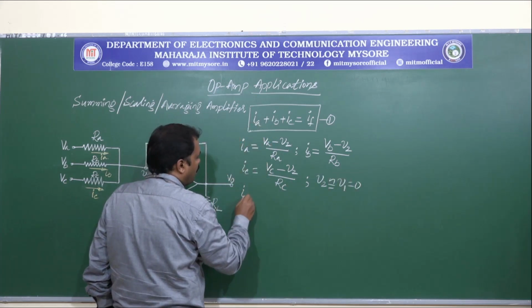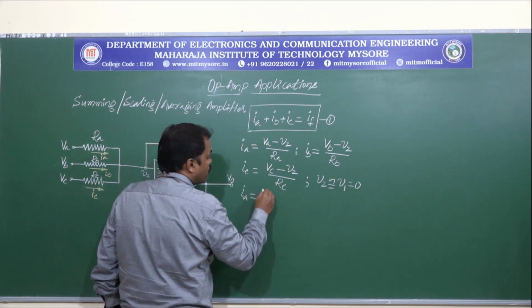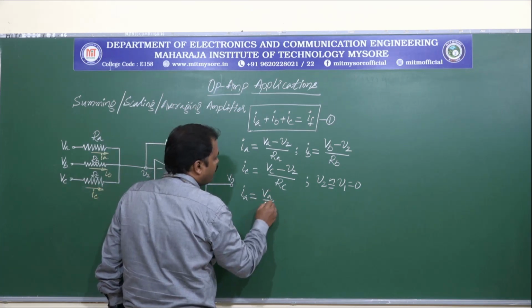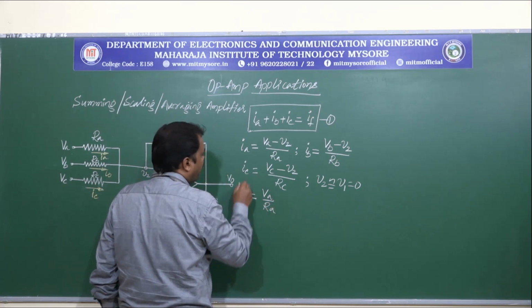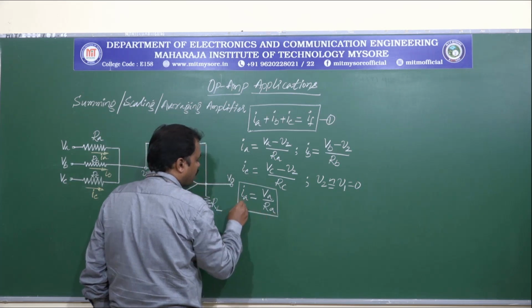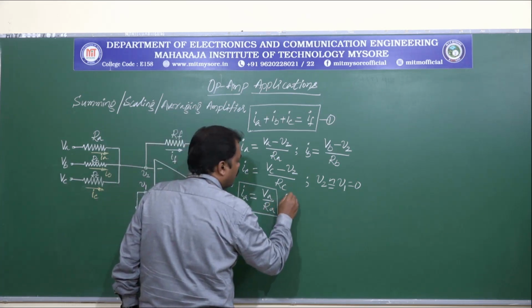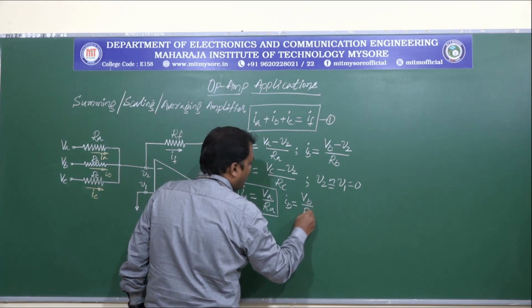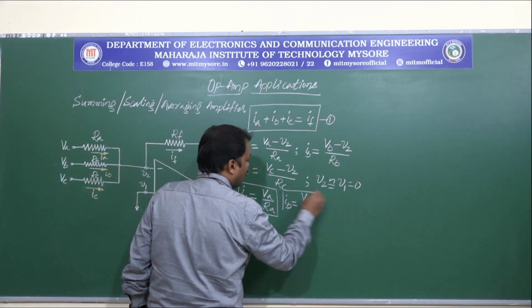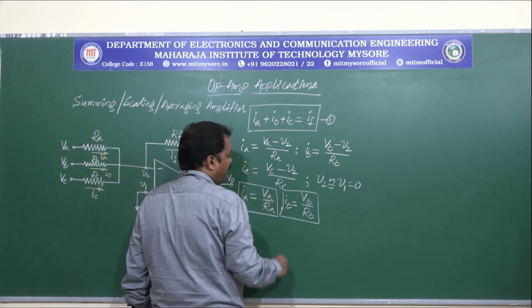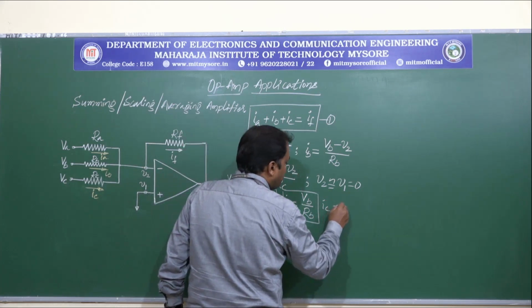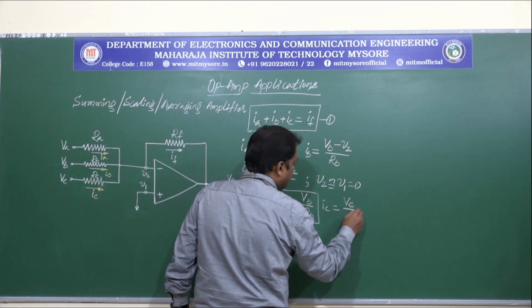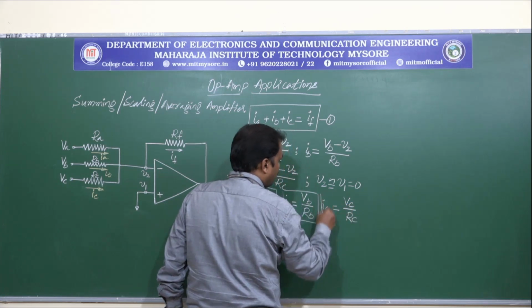So IA is equal to VA by RA, IB is equal to VB by RB and IC is equal to VC by RC.